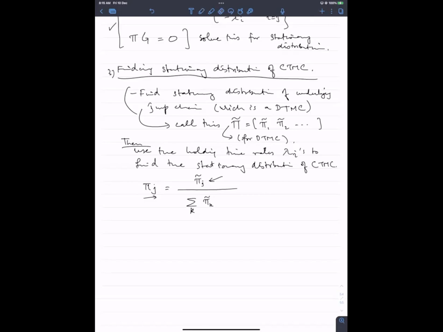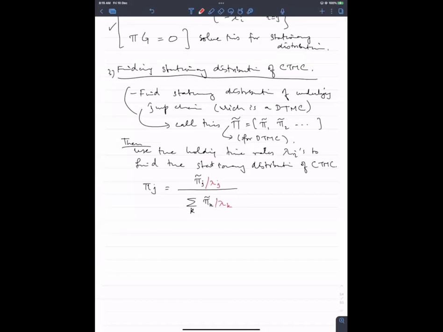However, when the holding times are different, then these need to be scaled by the holding times. Okay. Aur kaise usko scale karenge? This will be multiplied by the inverse of lambda j, and the denominator will be the sum over k of the inverse of lambda k. Okay.